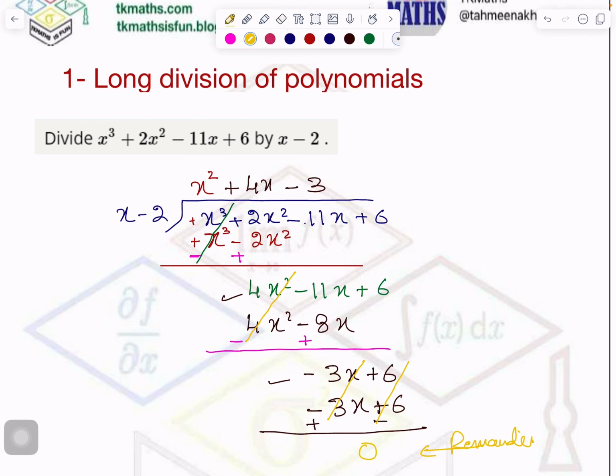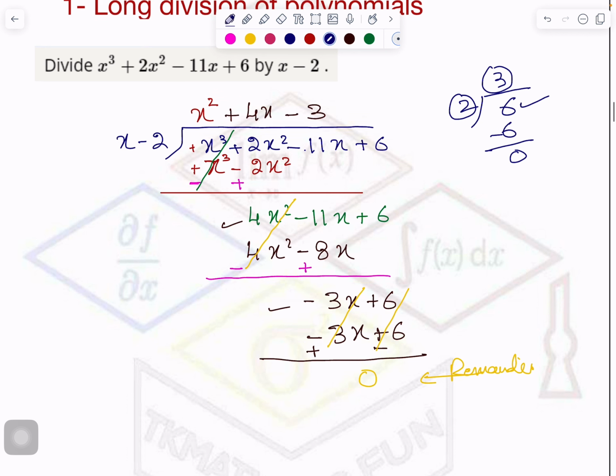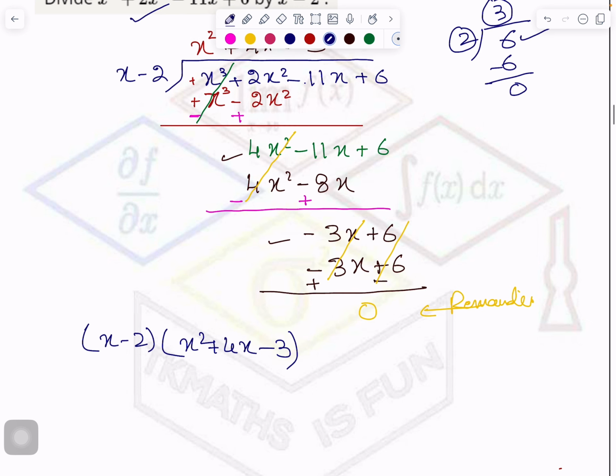You know the number system, na? So if I say here, for example, 2 3s are 6, remainder is 0, so what are 3 and 2 for 6? They are factors of 6. Similarly, in this one, x minus 2 and x square plus 4x minus 3 are the factors of this polynomial. If the question says further factorize it, we will factorize this one.